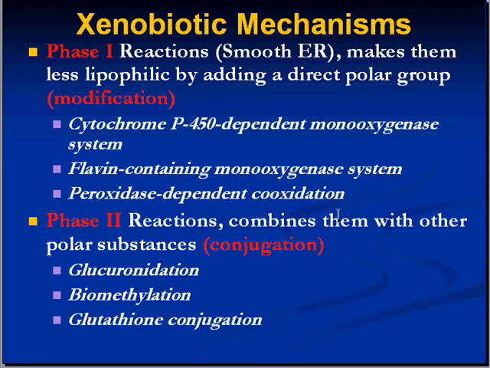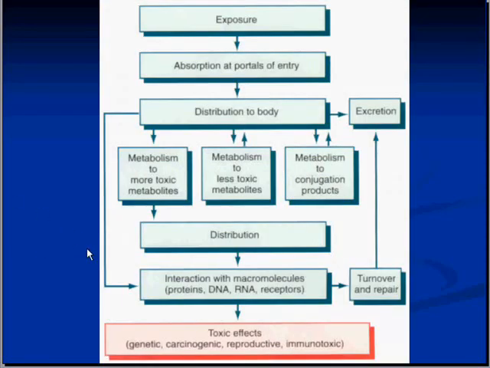In conjugation, you add a completely new molecule onto the substance, also making it less lipophilic. The most common example of that would be glucuronidation, but biomethylation and glutathione conjugation are also methods by which toxins are combined with other substances to make them more polar. And this is pretty much a nice little diagram of what we have just mentioned.